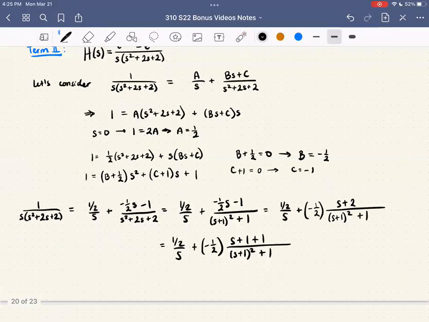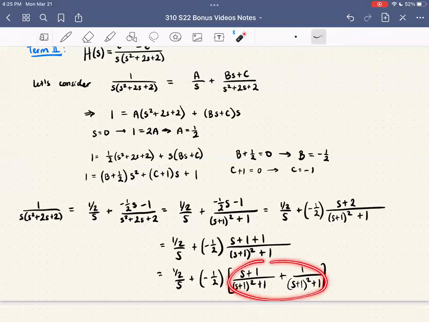So let's write this as a half over s plus -1/2 times s plus 1 over s plus 1 squared plus 1, plus 1 over s plus 1 squared plus 1. And remember here, I'm just splitting up this fraction into this piece and this piece. Now, each of these terms is something that we have in our table.